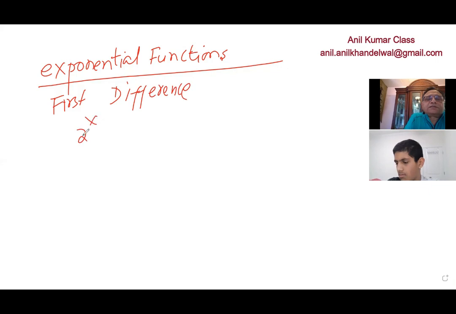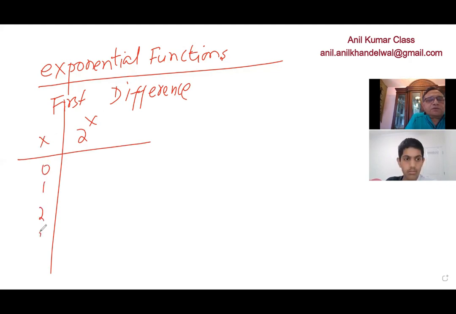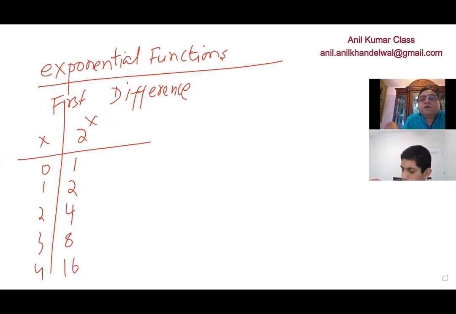Let's say 2 to the power of x. If I make a table, let us say the values of x are taken as, let's start with 0, 1, 2, 3, 4. Then 2 to the power of 0 is 1, 2 to the power of 1 is 2, 2 squared is 4, 8, 16. Correct?